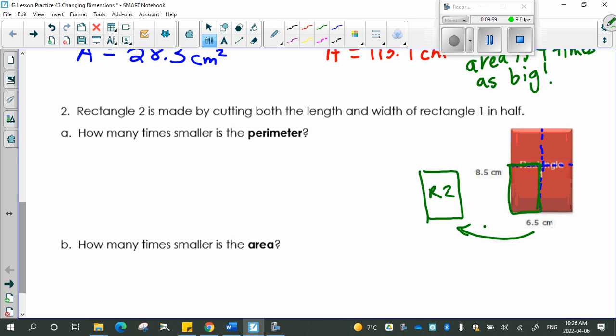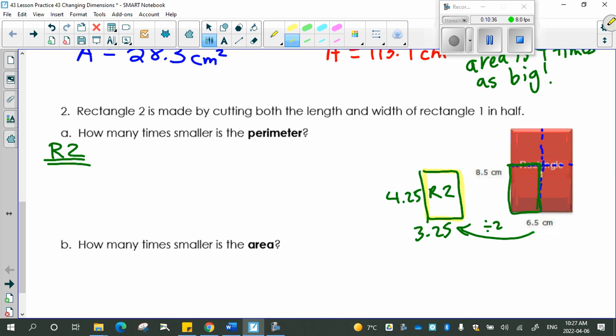So if I divide 6.5 by 2, what am I going to get? 6.5 divided by 2, 3.25. 8.5 divided by 2, 4.25. So how do I get the perimeter of rectangle 2? That's area. Perimeter, you add up all 4 sides.